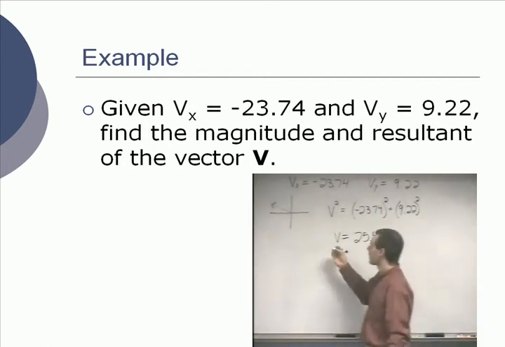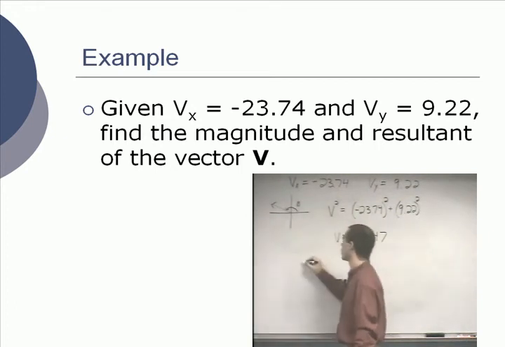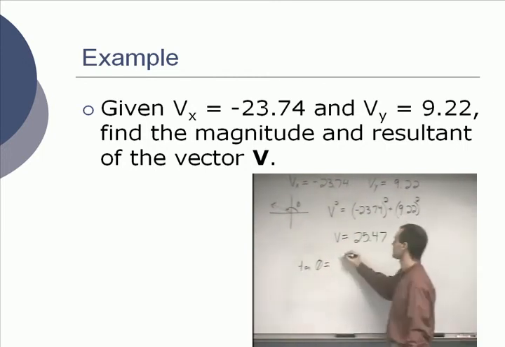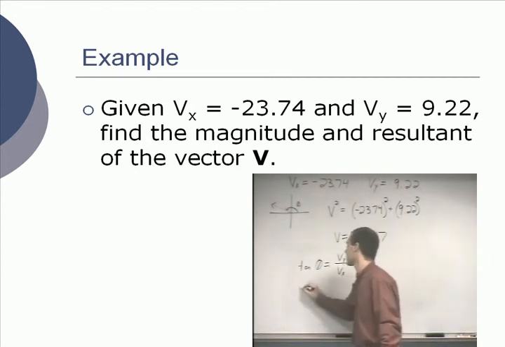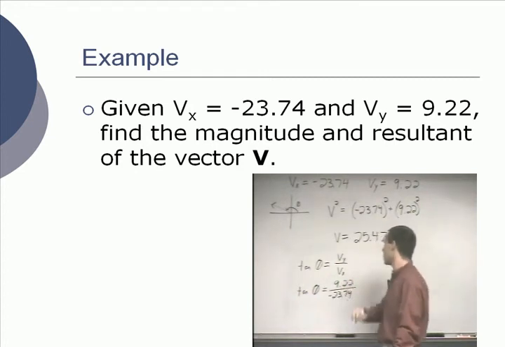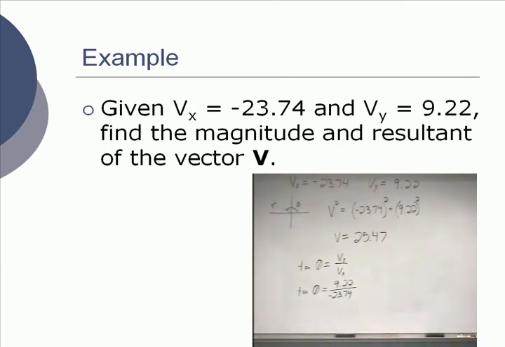What about our angle theta? We know that that angle theta is going to be somewhere over here. And we know that the tangent of theta is going to be the y component over the x component. In this case, 9.22 over negative 23.74. Now, if you do this on your calculator, it's not going to give you the right answer.